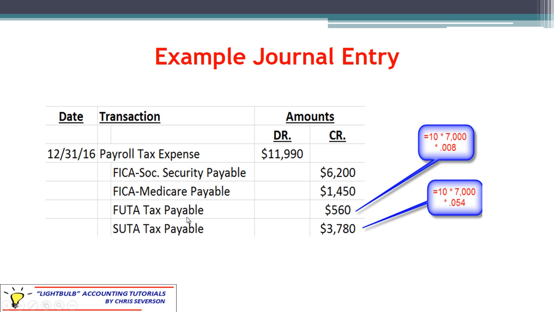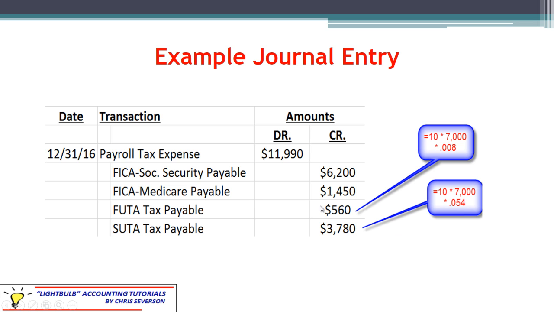Then we have FUTA tax payable. Remember I said we have 10 employees? So we took the 10 employees, multiplied by the $7,000, multiplied by the 0.008, which is 0.8%. That's going to be the FUTA tax, and the reason for that is that this particular state has a 5.4% rate. So again, we take the 10 employees, multiplied by the 7,000, multiplied by 0.054, which is 5.4%. That's where we get the $3,780 for the SUTA tax payable.